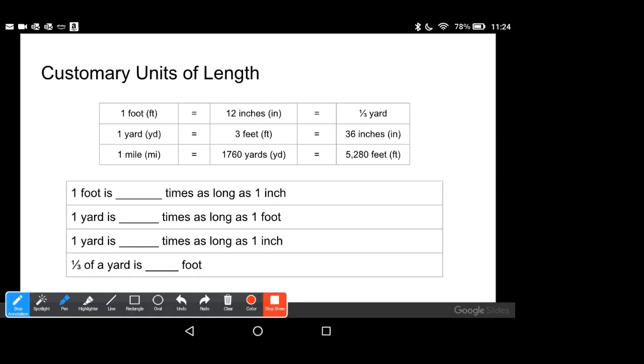So 1 foot is 12 inches, and then 1 yard is 3 feet, okay, which makes it 36 inches because 3 times 12. And then 1 mile is 5,280 feet, which you divide by 3 because there's 3 feet in a yard, and you get 1,760 yards. Also, a foot is a third of a yard because it takes 3 feet to make a yard. So 1, 2, 3, 1/3 of a yard. Those are kind of things to keep in mind as we're doing this.